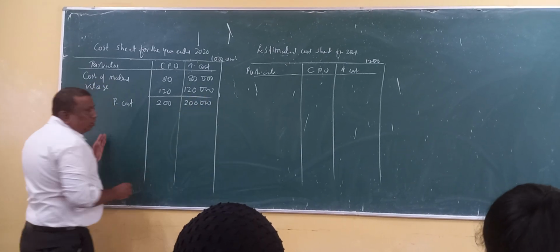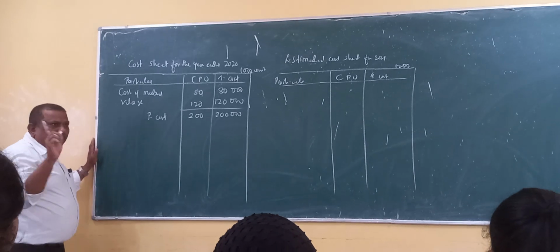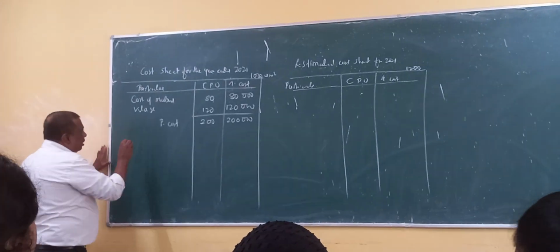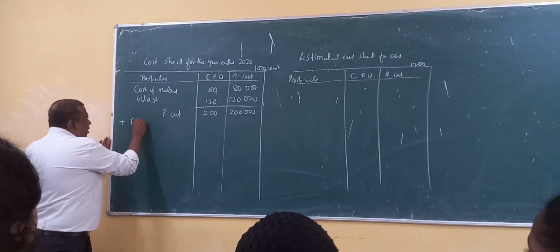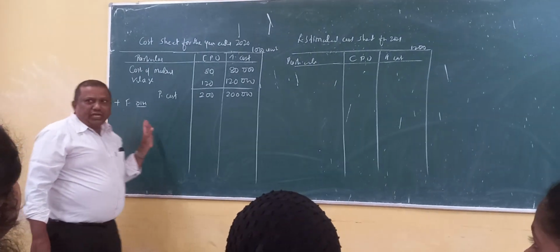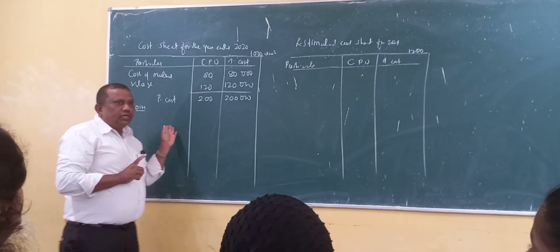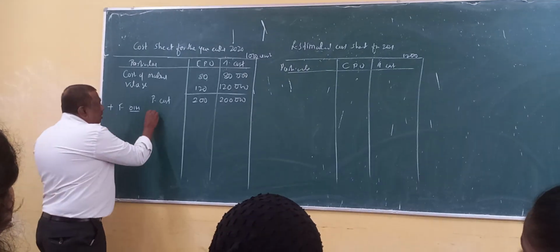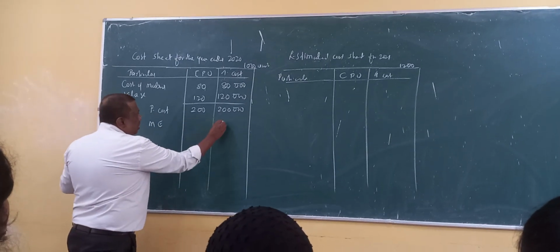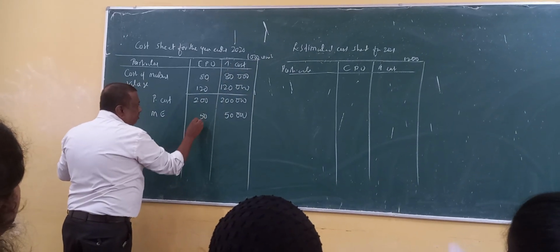Yes, sir. So now we are adding factory expenses, expenses related to factory. Whatever expenses are incurred in the factory only. So add factory overhead. Manufacturing expenses, right? So I should write manufacturing expenses 50,000. 50,000 divided by 1,000 is 50.